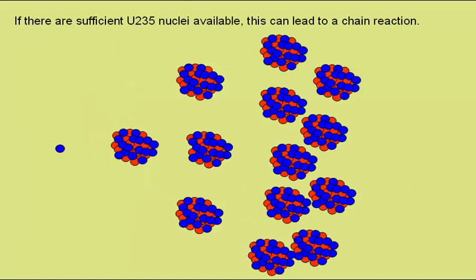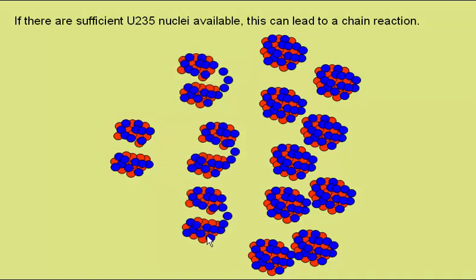If there is sufficient uranium-235 nuclei available, this splitting can lead to a chain reaction. Here the neutron is absorbed by a uranium-235. When this splits, it releases 3 further neutrons. These could lead to further fissions, releasing more neutrons, leading to further fissions, and so on.